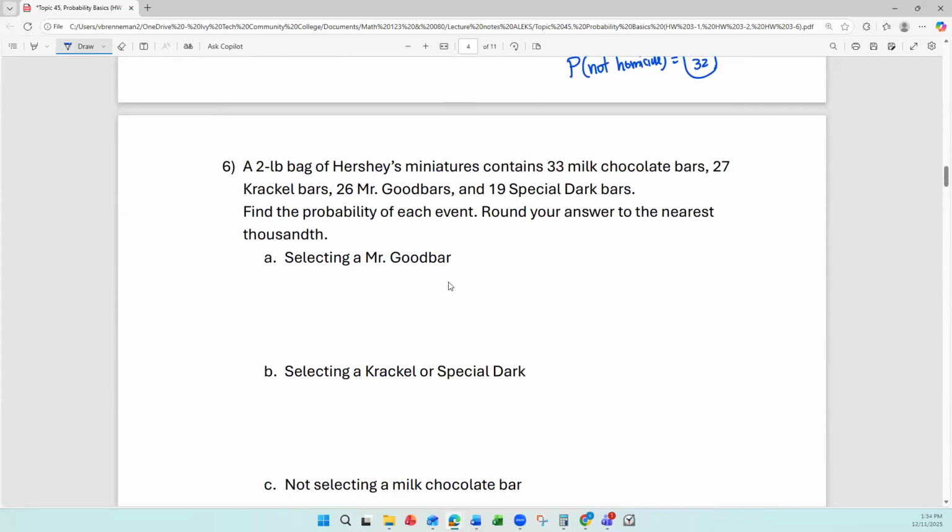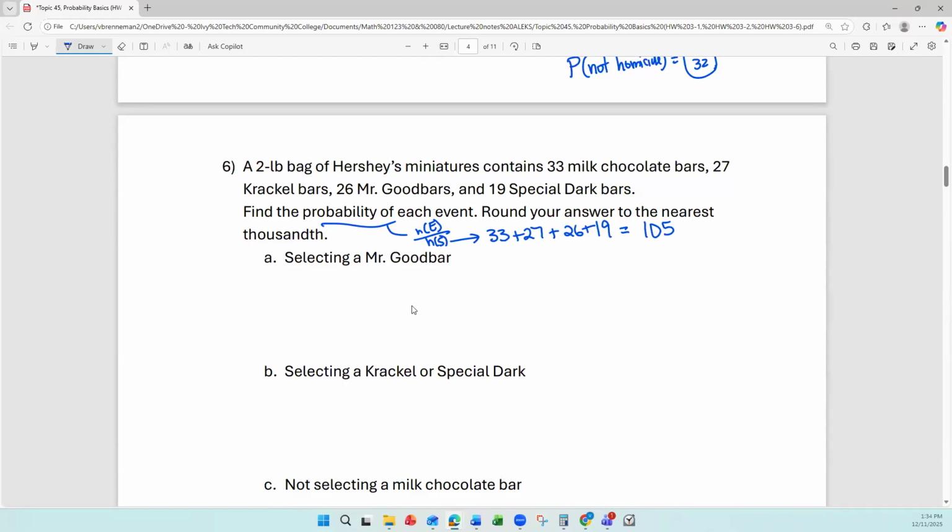Okay, next up, a 2-pound bag of Hershey's miniatures contains 33 milk chocolate, 27 crackle, 26 Mr. Goodbar, and 19 special dark. If you're choosing at random out of that bag, the probabilities, these are all going to need to use N of S. So we need to know N of S. That's going to be adding those all up. 33 plus 27 plus 26 plus 19 is 105.